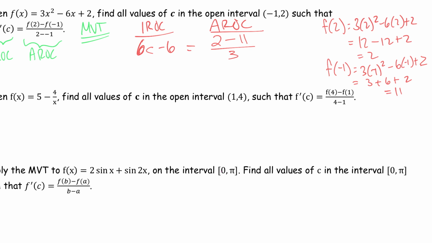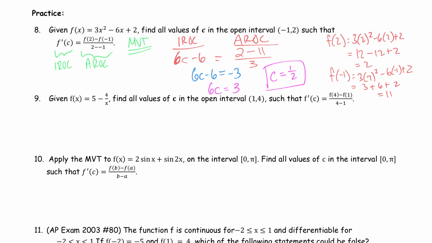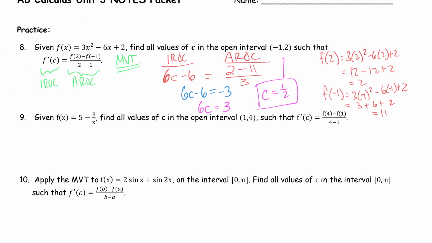So let's solve. 2 minus 11 is going to be negative 9. Divided by 3 is negative 3. So 6c minus 6 is going to be equal to negative 3. We can add that 6 and we'll get positive 3. Divide by 6 and we get c equals 1/2. Is c equal to 1/2 in this interval between negative 1 and 2? Yes, it is. So that means we have found our answer.